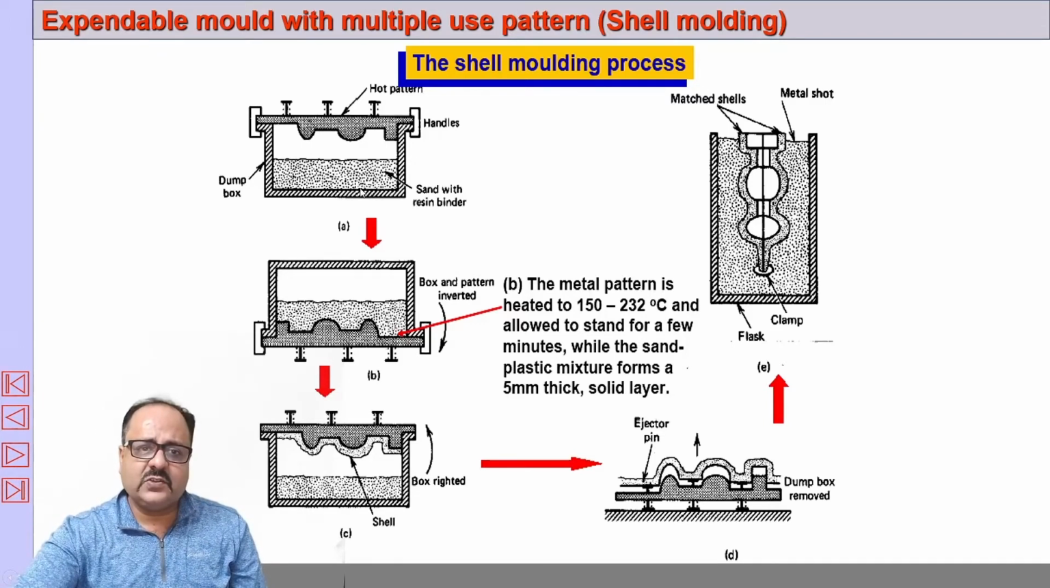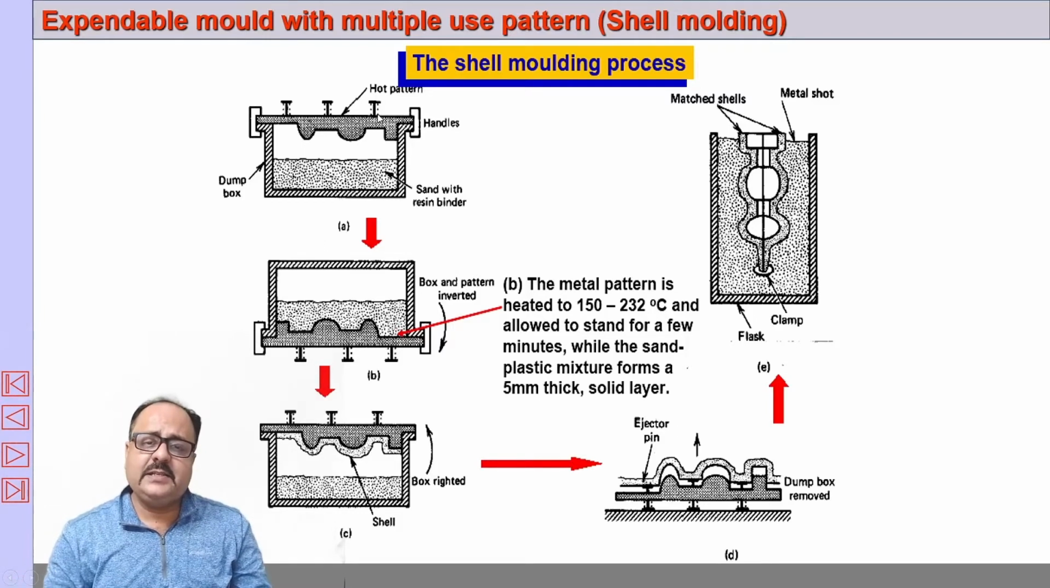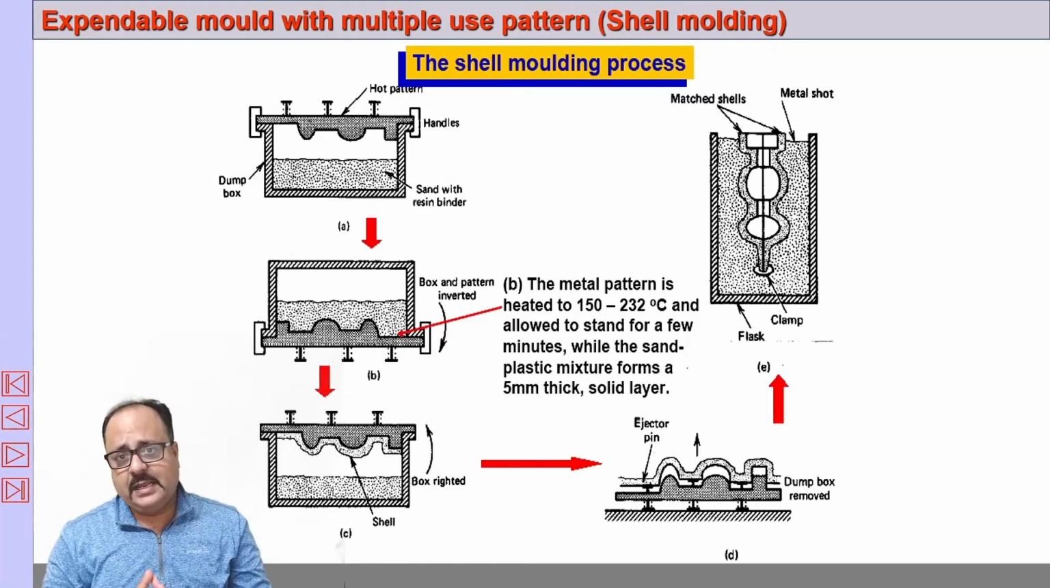Okay, now the sand is kept in a dump box. This type of box is called a dump box. So in this dump box, a heated metal pattern is fitted. We use a metal pattern in shell molding. So it's costly compared to that of the wooden pattern. So we use a metal pattern here which is heated.